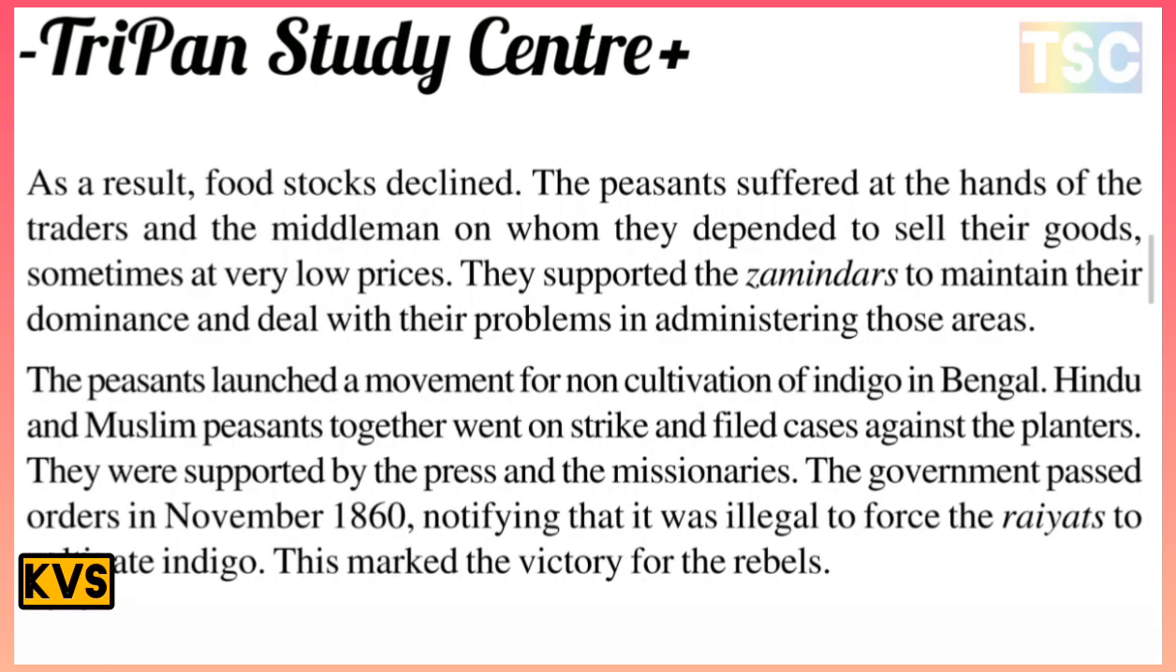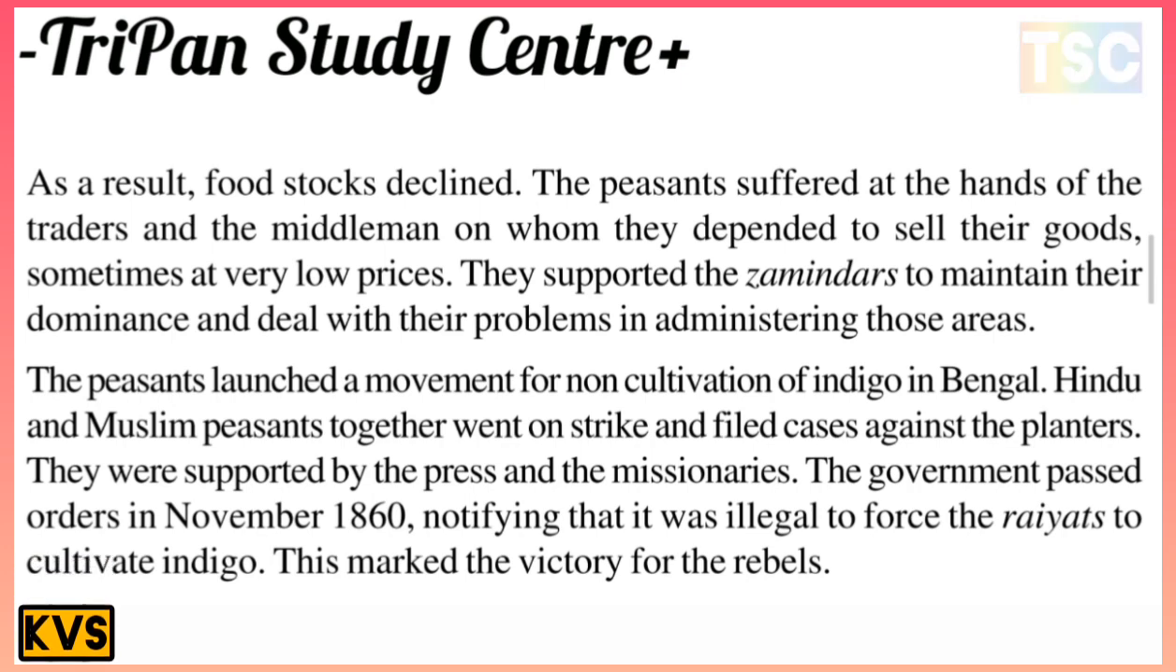As a result, food stock declined. The peasants suffered at the hands of the traders and the middlemen, on whom they were dependent to sell their goods, sometimes at a very low price, because their land had lost fertility due to the growing of the indigo crop. The middlemen supported the zamindars to maintain their dominance and to deal with their problem in administering those areas.